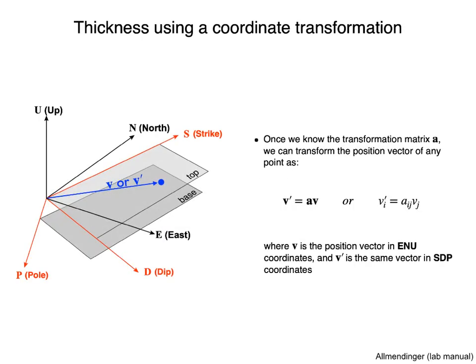Now that we know the transformation matrix, A, we can transform the position vector of any point as V' is equal to A times V. Or in index notation, V'i is equal to Aij times Vj. This second way to write the equation is known as the Einstein summation convention.